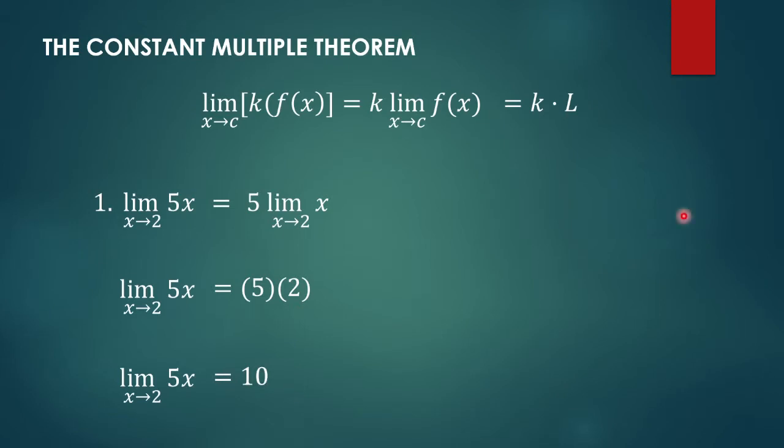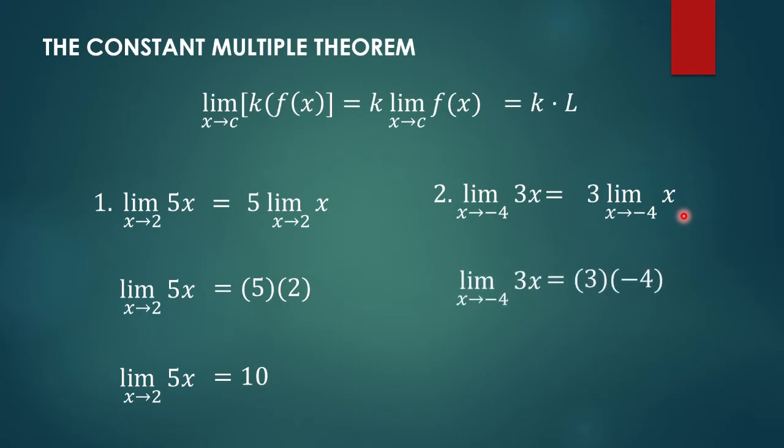Another example, the limit of 3x as x approaches negative 4. We can write this as 3 times the limit of x as x approaches negative 4. Continue evaluating this, we have 3 times negative 4, and the limit of 3x as x approaches negative 4 is equal to negative 12.